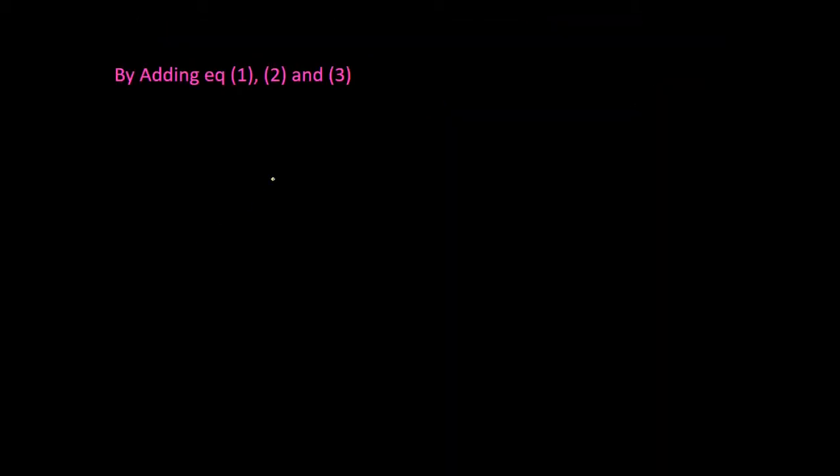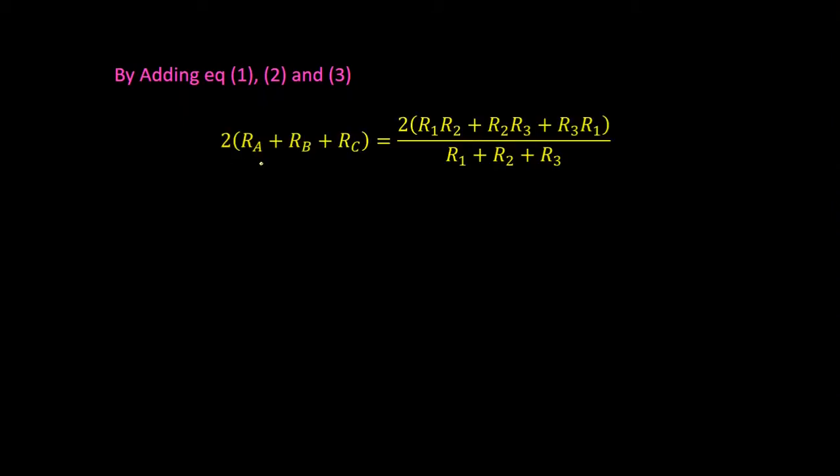Now we add equation number 1, 2 and 3. Then we get this type of equation. 2 into RA plus RB plus RC is equal to 2 into R1 R2 plus R2 R3 plus R3 R1 divided by R1 plus R2 plus R3.